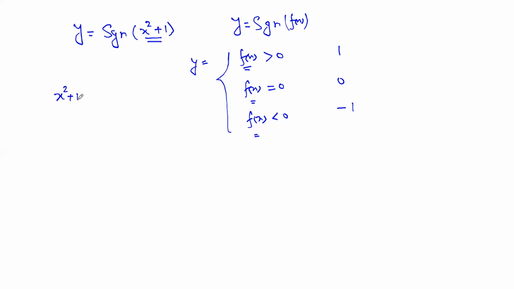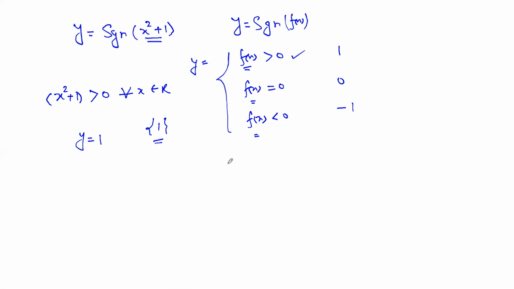We know that x square is positive, and plus 1 will be always positive for all x belongs to R. So this x square plus 1 is always positive. So the signum of any positive number is always 1. So in this case, we can say y is equal to 1 is the singleton set, or the range in this case is 1 only.